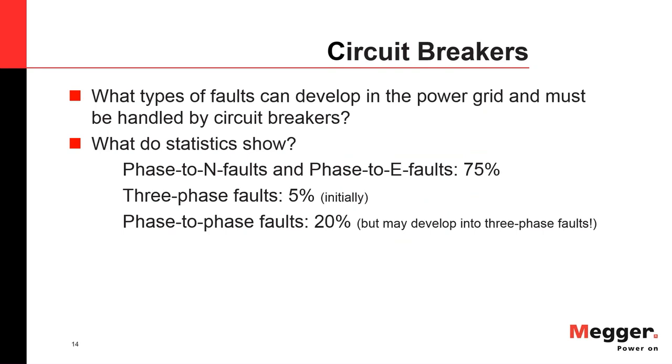So 70% of the faults are phase-to-neutral or phase-to-ground faults. That is also a result of the fact that 60% of the grid is pretty much at the low voltage level, and the typical fault in the low voltage network is a single-phase fault. So these things have to do with quantity, with transmission being roughly 10%, medium voltage 30%, and low voltage roughly 60%.